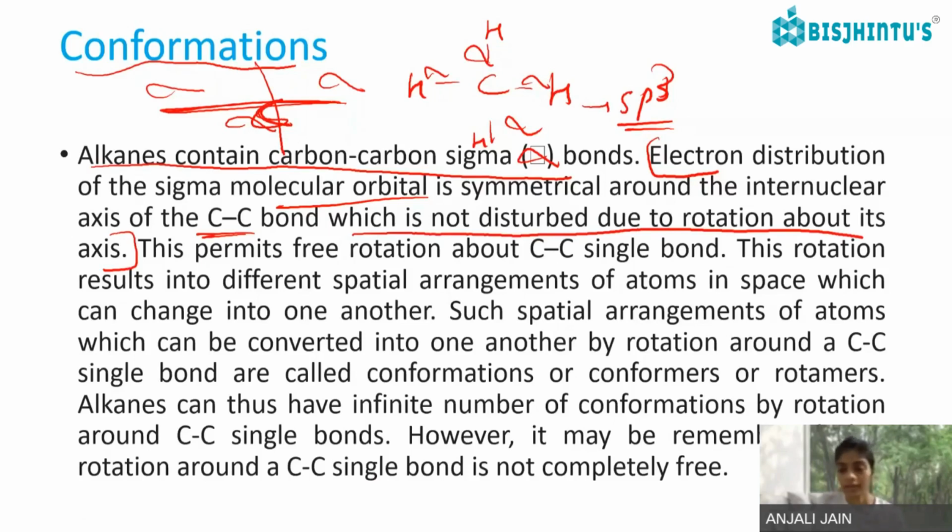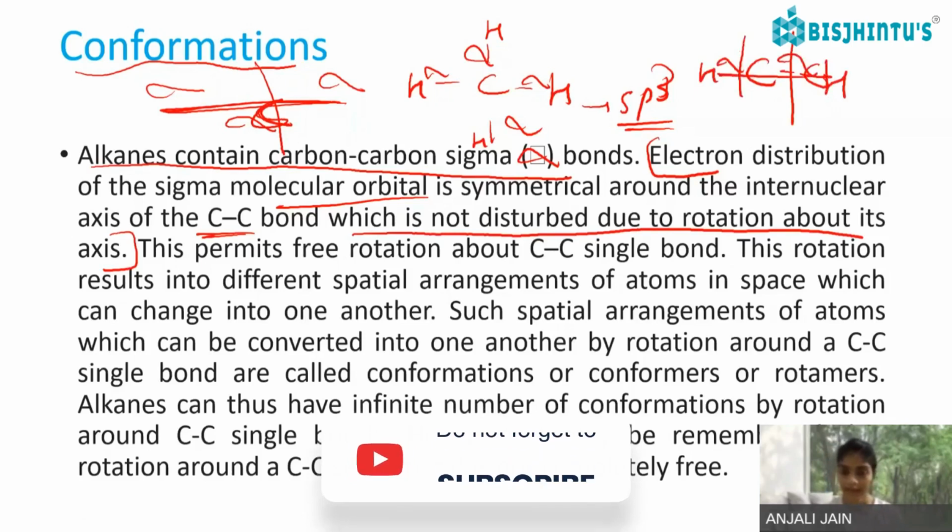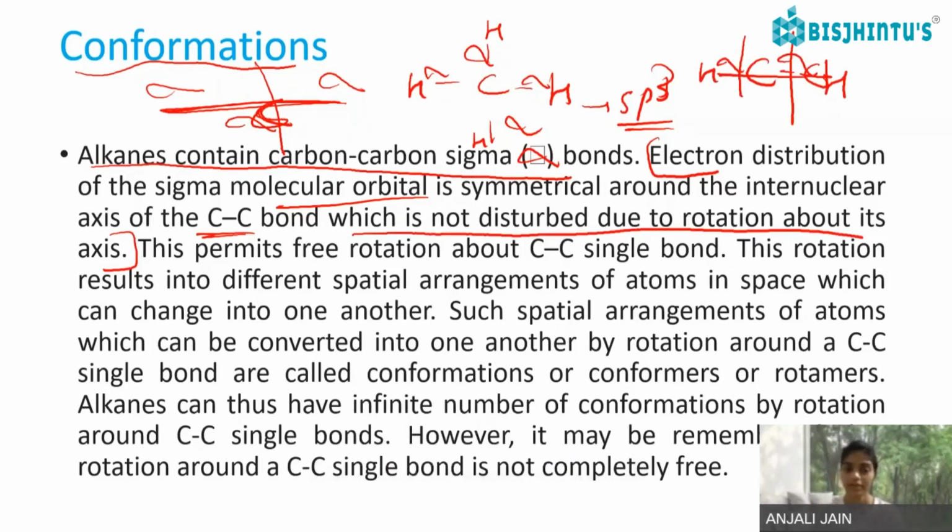So if a C-C single bond is there, due to the internuclear axis, the sigma bond is present. C-H sigma bonds are the same, and that is why they have spatial arrangements of atoms in space. That is why they can change their orientation, and these spatial arrangements can be converted into one another by rotation around the C-C single bond. So this single bond or sigma bond is giving the flexibility for the conformations.